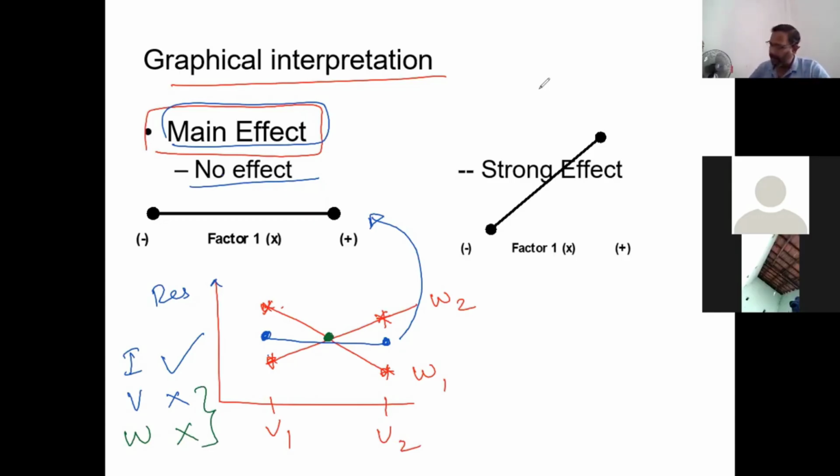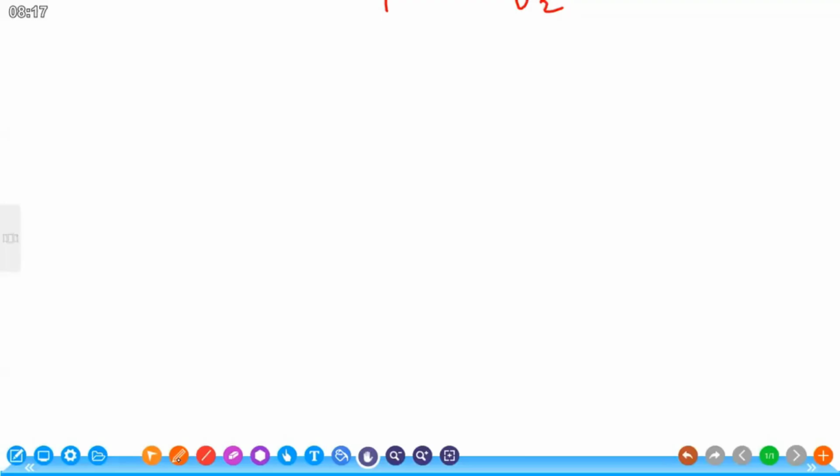Look at another example. Here, if the line is parallel, no main effects. If the line is slant, there's a slope, we can call it as there's an effect. So just explaining. Look at this. I will take some time for drawing.